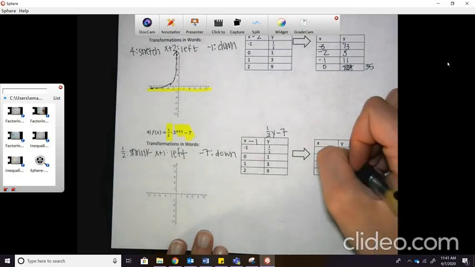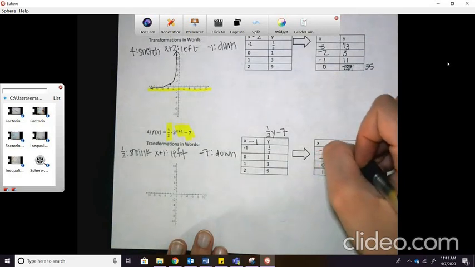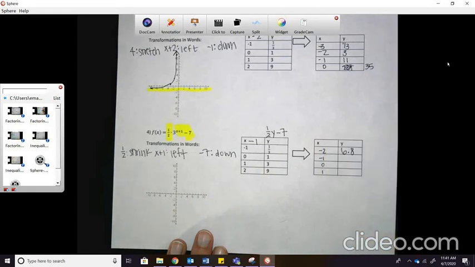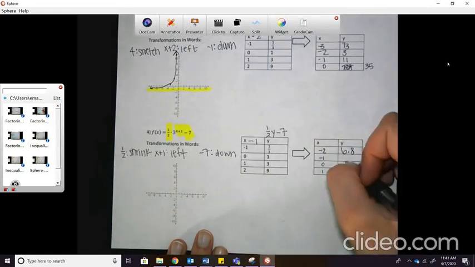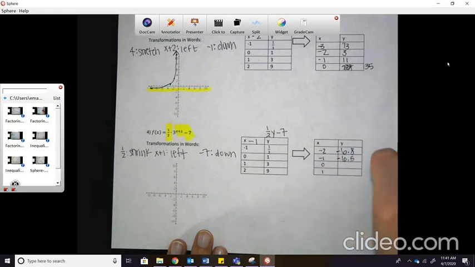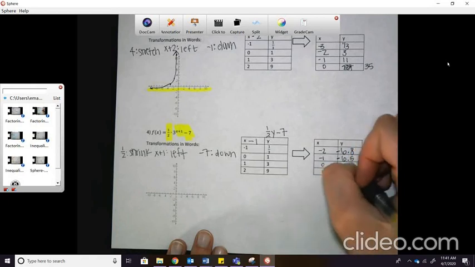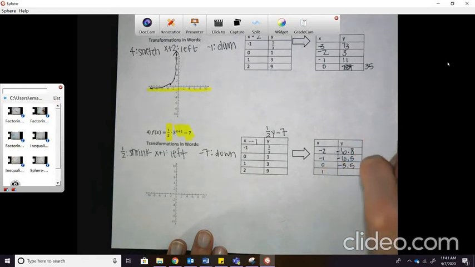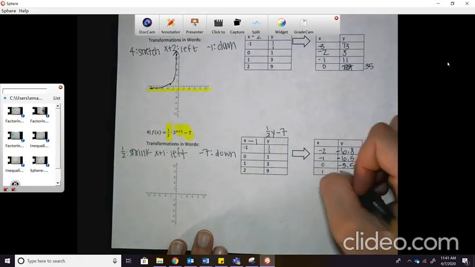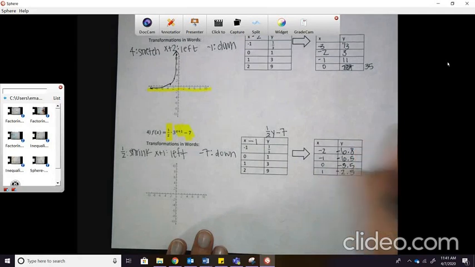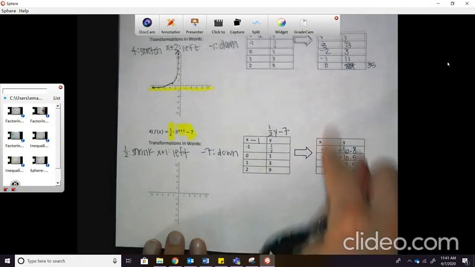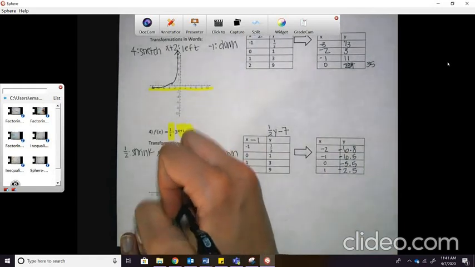So I have 1/2 times 1/3. 6 minus 7 would be 6 and 5/6. And then I have 1/2 times 1 minus 7. And these are all negative. And then I have 1/2 times 3, 3/2 minus 7. And 1/2 times 9, so 9/2, which would be 4.5 minus 7, so negative 2.5.